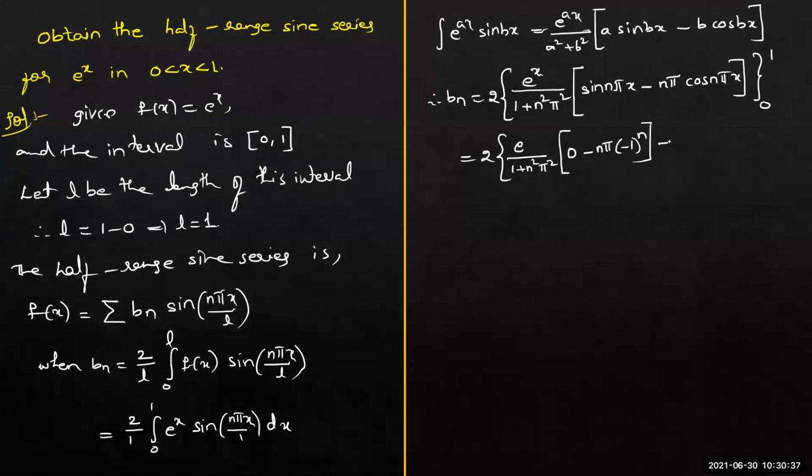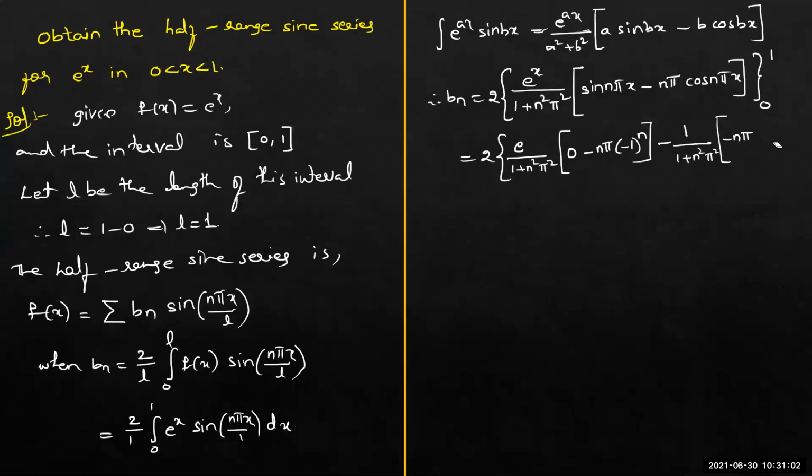Next, minus, if you now take the lower limit, here also you should take e power 0. The value of e power 0, as you know, is 1. So we'll get 1 divided by 1 plus n square pi square into, when you take x equal to 0, sine 0 is anyway 0, right? I'm not writing it. And here also we have minus n pi into, when you take x equal to 0, it becomes cos 0.